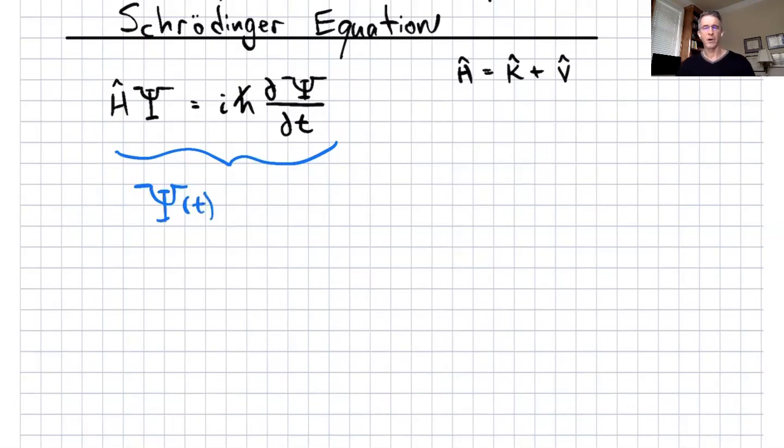And so the Schrodinger equation written this way is sometimes referred to as the time-dependent Schrodinger equation. Because the wave function is a function of time, the operator is assumed to be a function of time.